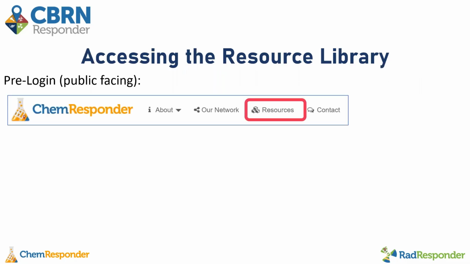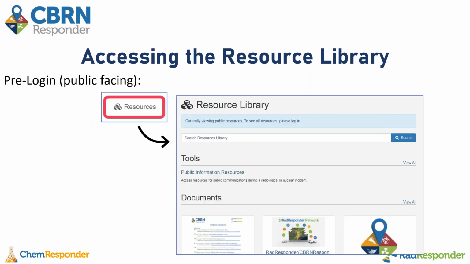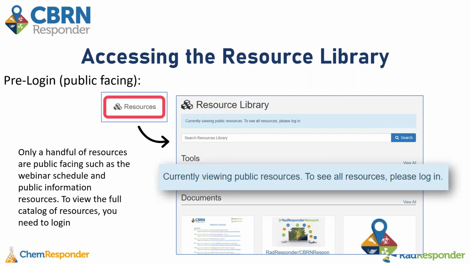If you would like to access the resource library before logging into your account, at the top ribbon of any of the CBRNResponder pages, so ChemResponder, RadResponder, and CBRNResponder, you will click the Resources tab, and you'll be brought to the public-facing resource library. You'll see a note at the top saying that you are currently only viewing public resources, and to see all resources, you need to log in. Like I mentioned, just a handful of resources are public-facing, such as the webinar information and public information resources, but for the whole catalog of resources, you need to use your CBRNResponder account.